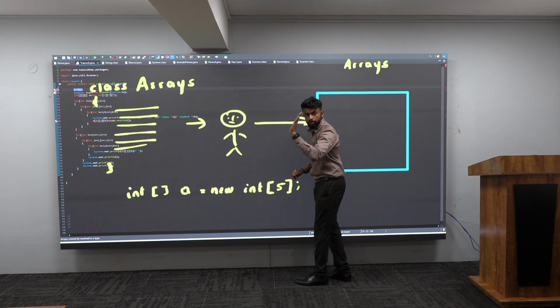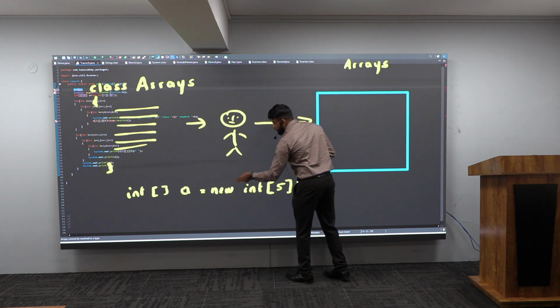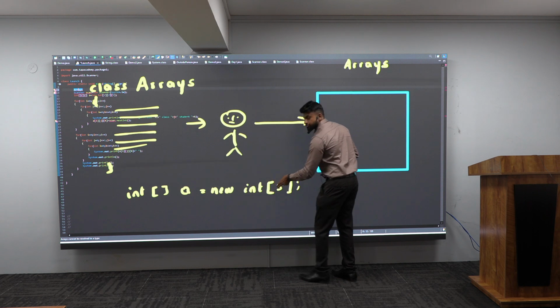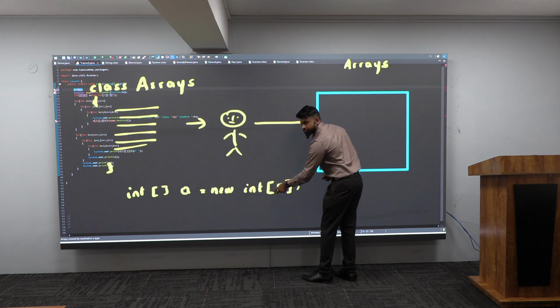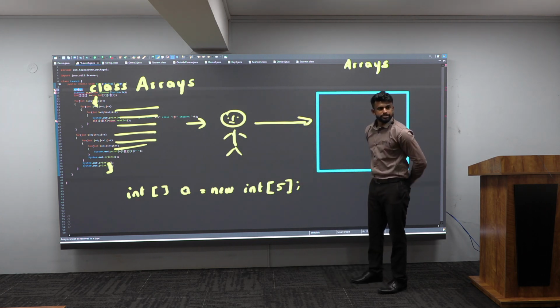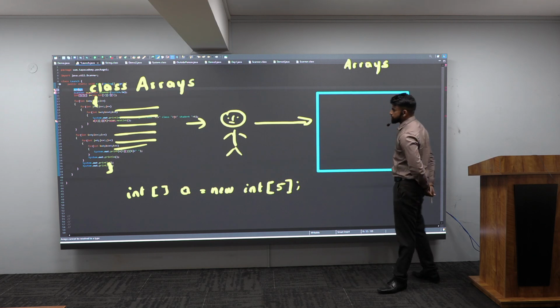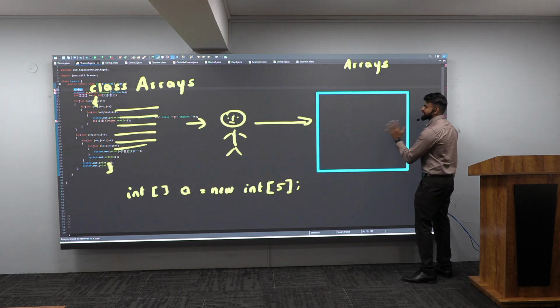New Arrays you should not use. You should tell what? New, what you are storing you should tell, and then these square brackets, followed by how many integer values you are storing. That you should tell. Sensing this much. Great. Now, my array object is ready. Inside this object, what do you have?